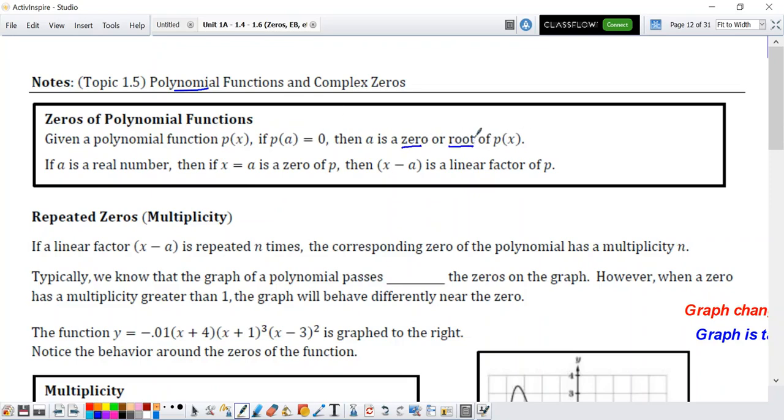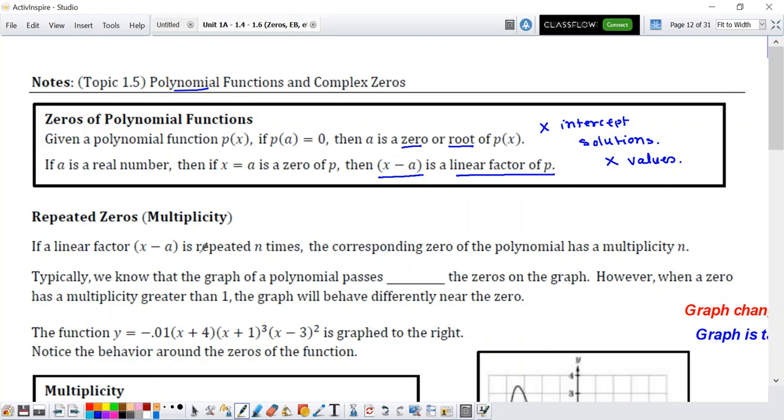A zero is the same as a root, which is also the same as an x-intercept, which is also called a solution. Zeros are the x values. Zeros are always the x values. Now, if we talk about factors, we write zeros as x minus a, which is a linear factor of any polynomial p.